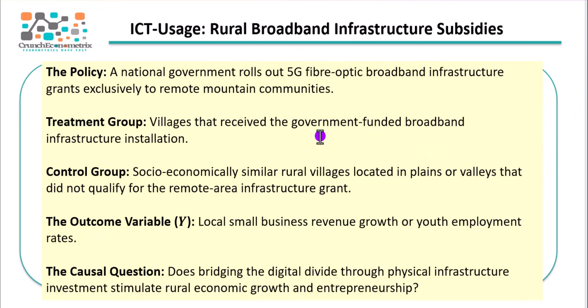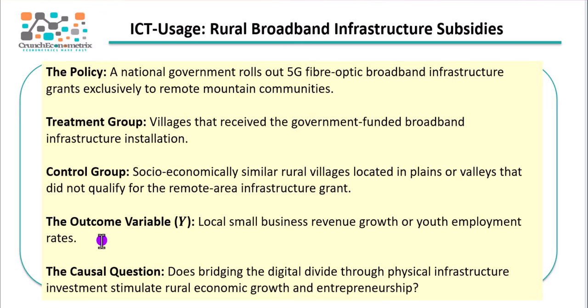For ICT-related studies, we can have a rural broadband infrastructure subsidy, okay? So what's the policy? We have a national government rolling out 5G fiber optic broadband infrastructure grants that is exclusive only to remote mountain communities. So what would be the treatment group in this example? Villages that receive the government-funded broadband infrastructure installation, and the control group will be socio-economically similar rural groups located in plains or valleys that do not qualify for the remote area grants.